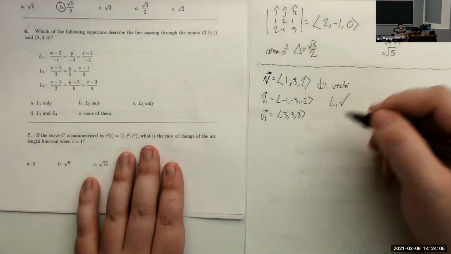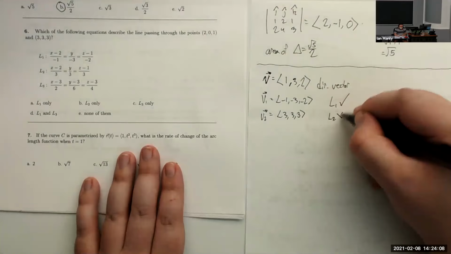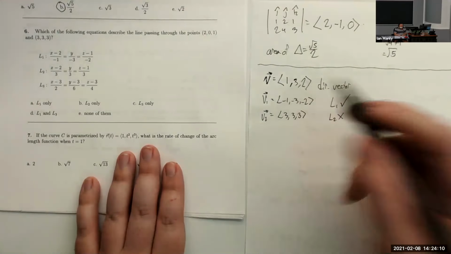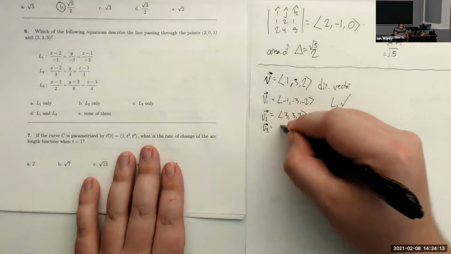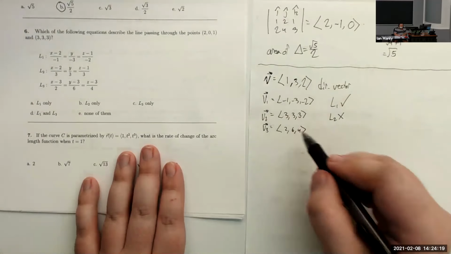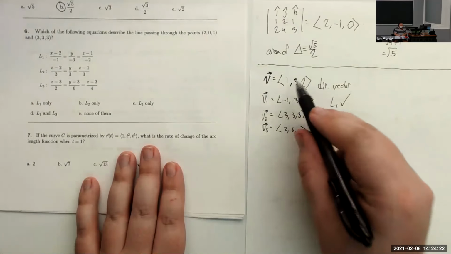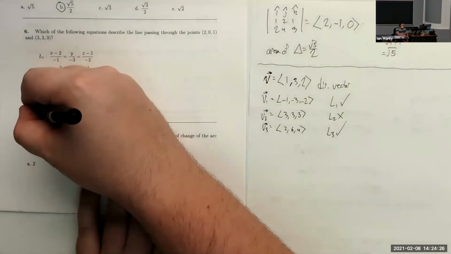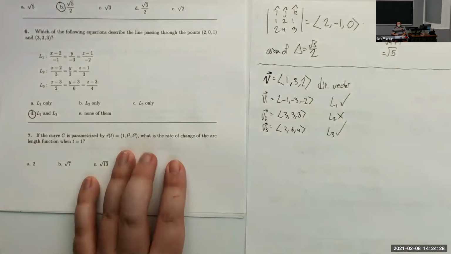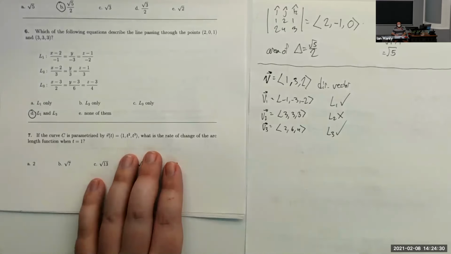Yeah. All right. Anyways, line 2 is not going to work because this is not parallel to that. And then V3 right here. Let's see. This is going to be 2, 6, and 4. And while it's not the same as this, or it's not even a negative, it is going to be parallel to this direction vector. So line 3 will work. So it looks like it's going to be line 1 and 3. And this is just a gentle reminder that there's a lot of different ways of expressing equations for the same line.